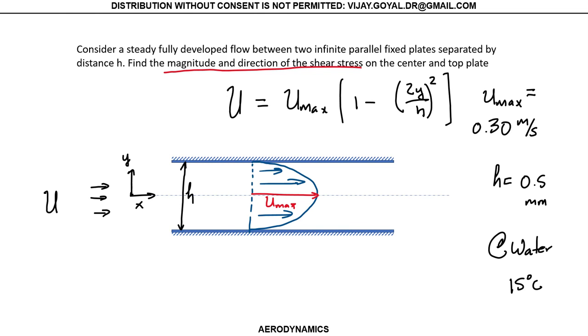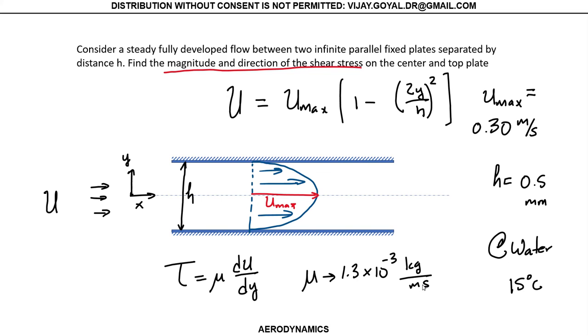We are asked to find the magnitude of the shear stress. What we learned from the class is that the shear stress is equal to mu times du over dy, the velocity gradient. So we just need to find mu for water at 15 degrees, and that is 1.3 times 10 to the minus 3 kilograms per meter second. Okay, so this is mu. Then we just take the derivative and find what tau is in this problem.